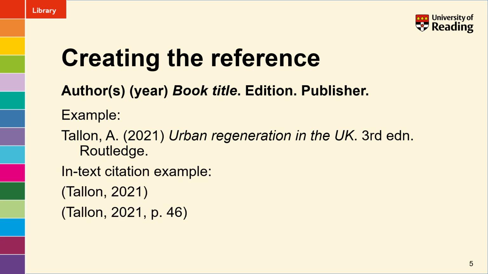For your in-text citation, after referring to this book in your text, you just need the author's surname, Talon in this instance, and the year of publication, 2021, in brackets. You should also add a page number after the date if you're quoting directly or using ideas from a specific page or pages of a work. Insert the abbreviation p. or pp. for more than one page before the page numbers, as shown in the second example.